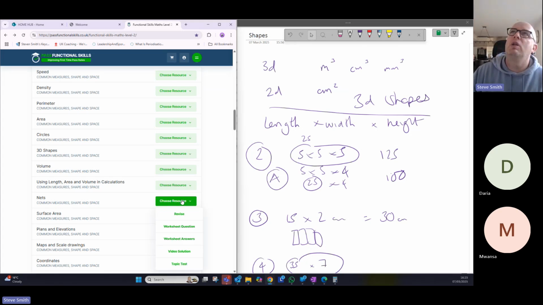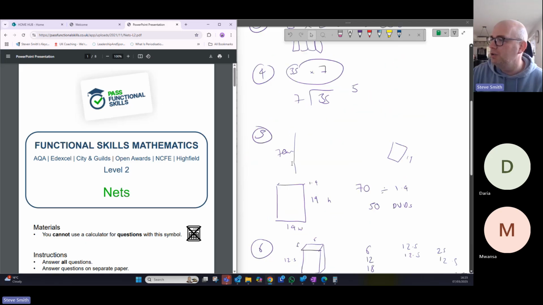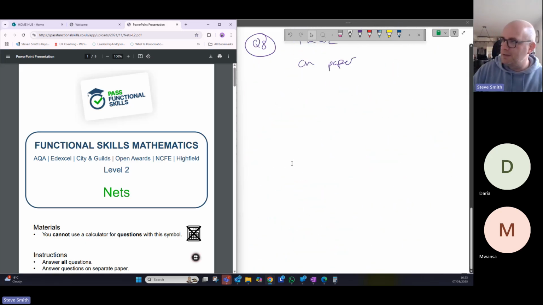There's a question on one of the papers where it shows you something from above, and it's not the plan, it's a net. So it's what it would look like if you unfolded it all. So let's have a look at these ones. Nets work. Let's go to questions on nets.